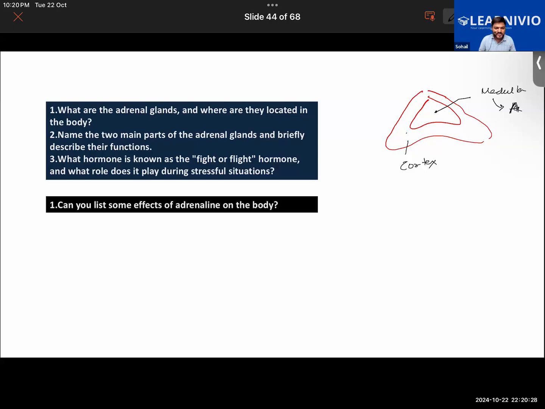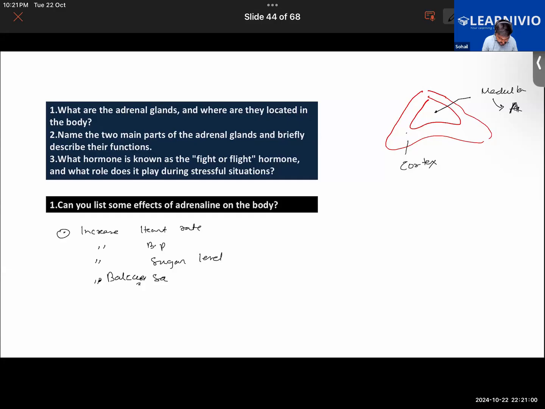Can you list some of the effects of adrenaline on the body? In fact, we have been discussing the same thing. What are some effects of adrenaline on the body? Increased heart rate. Okay, next. Blood pressure. Yes, sir, sugar levels increase. Good. So it increases blood pressure and sugar level. Balances the salt in the blood. Very good.